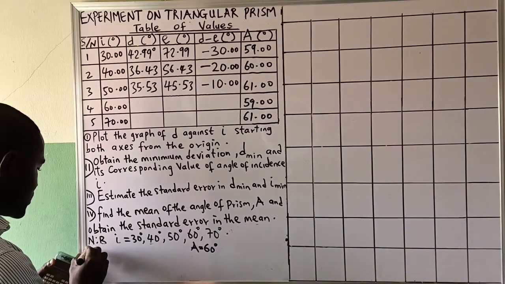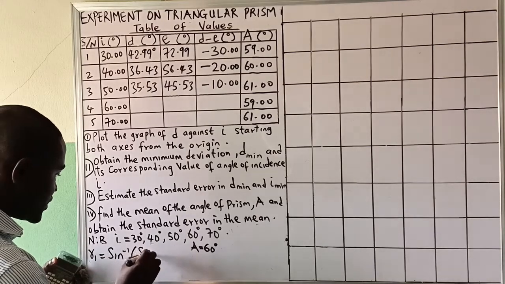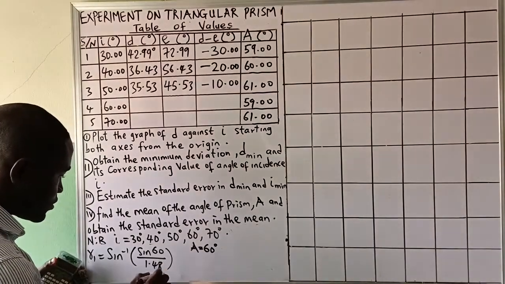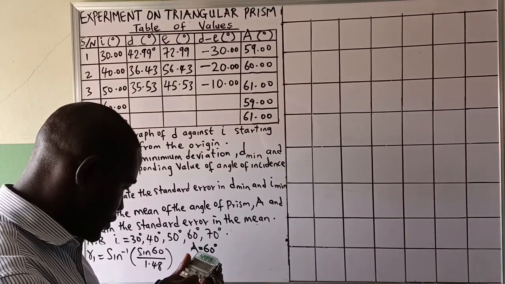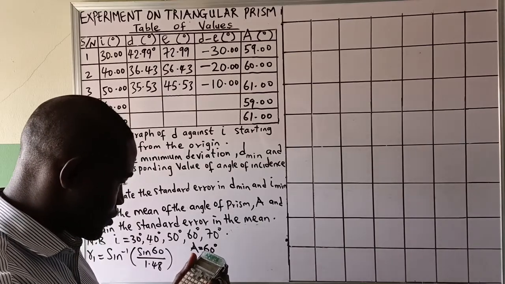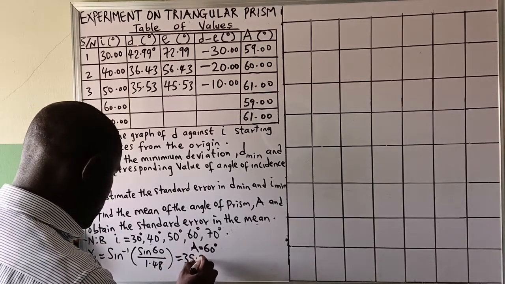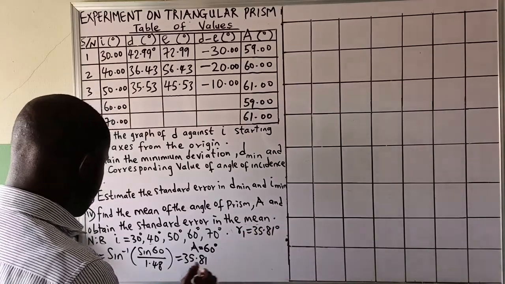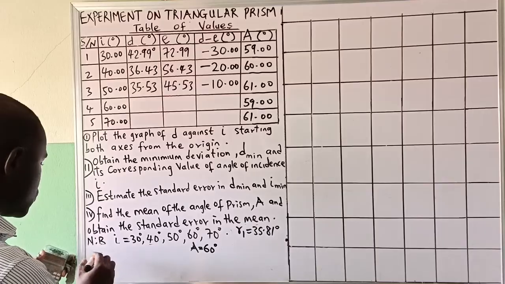Next one, we say that R1 will be equal to sine inverse of sine 60 all over 1.48. Shift sine bracket sine 60 divided by 1.48. I'll be getting it to be 35.81. R1 equals 35.81 degrees. Then I'll go to the next one, that is R2.